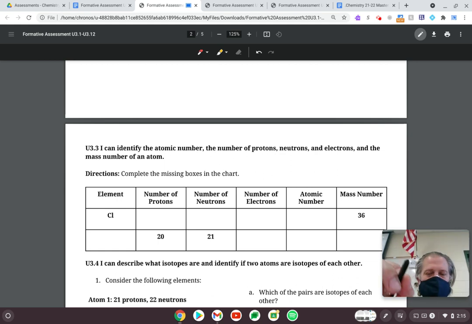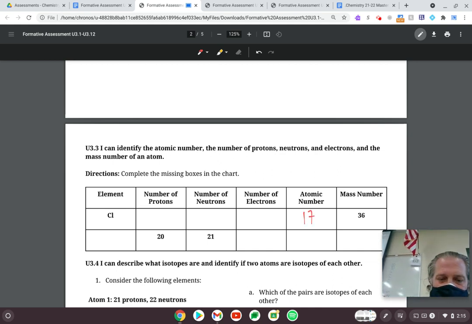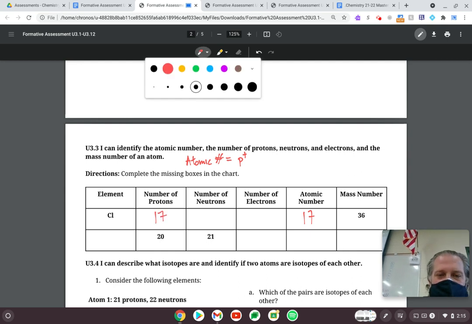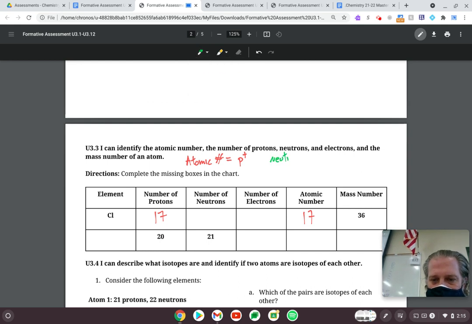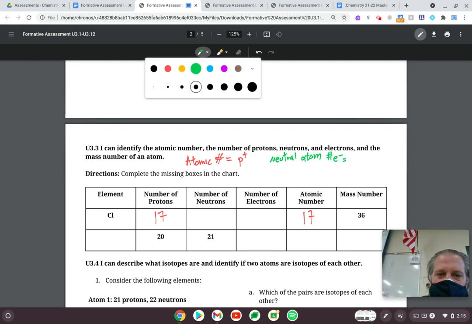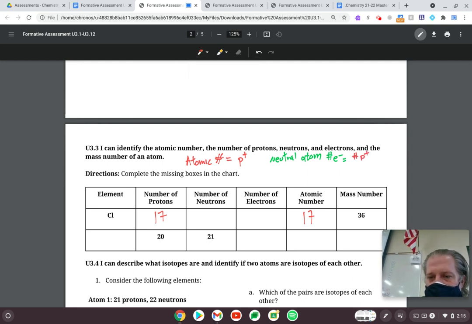In any case, I located element Cl on the periodic table. Element Cl is chlorine, and chlorine has an atomic number of 17. I also remember that the atomic number is equal to the number of protons that an atom has. So in this instance, the number of protons is 17. And in a neutral atom, the number of electrons equals the number of protons. So my number of electrons here is also going to be 17.